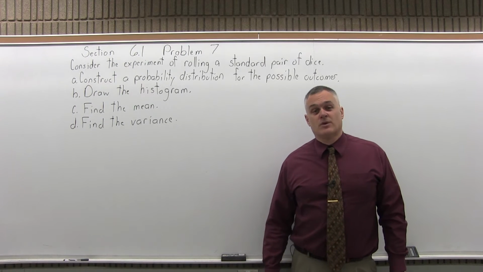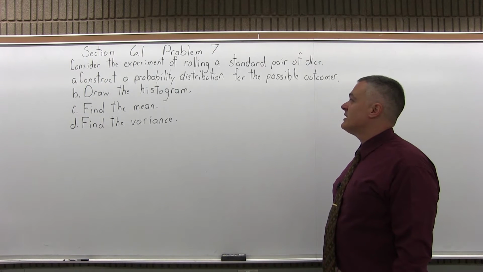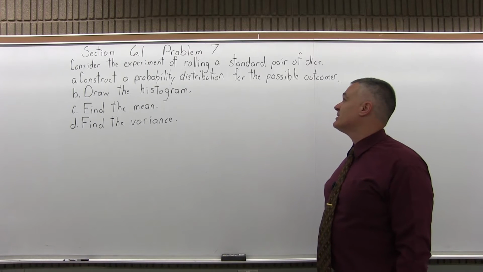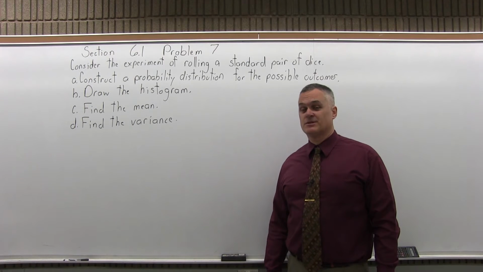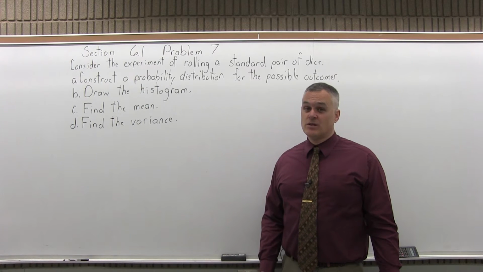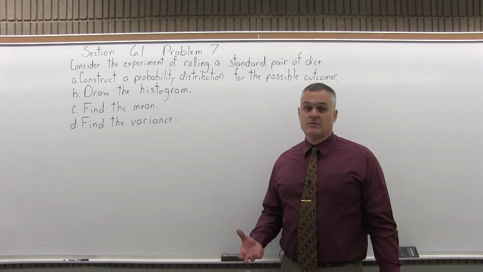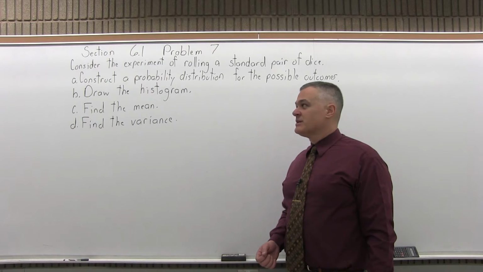This is Section 6.1, Problem number 7. It says, consider the experiment of rolling a standard pair of dice. A, construct a probability distribution for the possible outcomes. So a probability distribution, we're looking for a chart with two columns. The first column is going to list every possible value of your experiment, and the second one lists the probabilities.